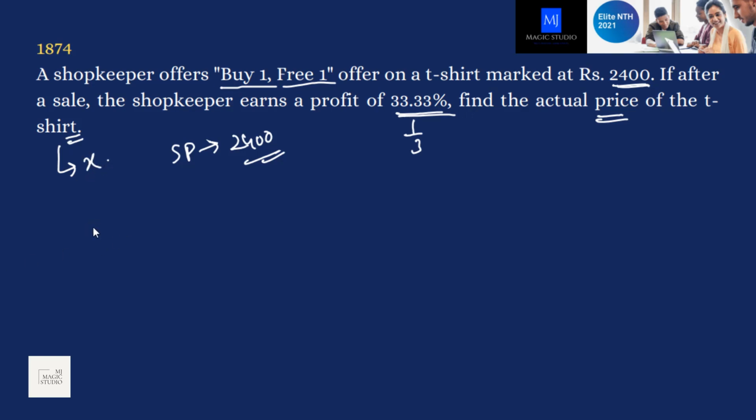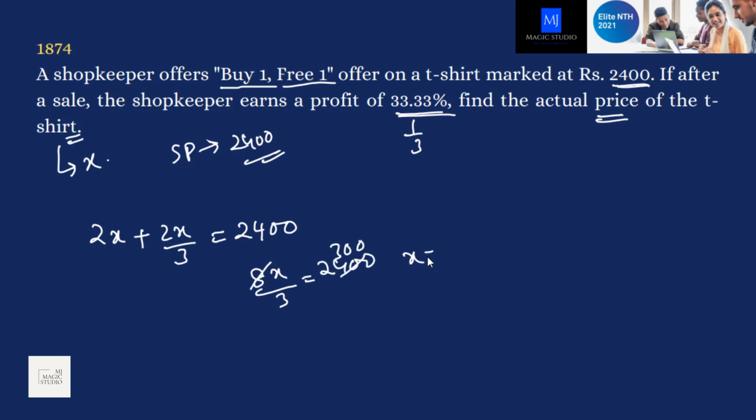That means the cost price to the shopkeeper would be 2X, plus his profit is 2X by 3. This should be equal to the total recovery he had, which is 2400. That means 6 and 2 is 8, so 8X by 3 is 2400. If we solve this, we'll get X equals 900. That means the price of one t-shirt is rupees 900.